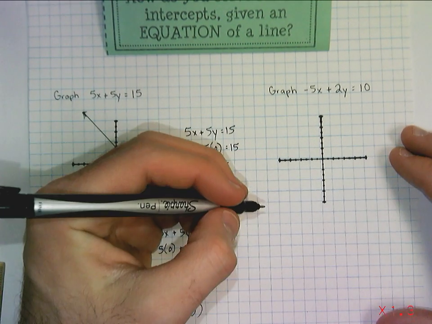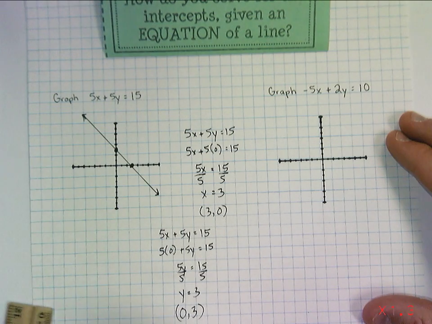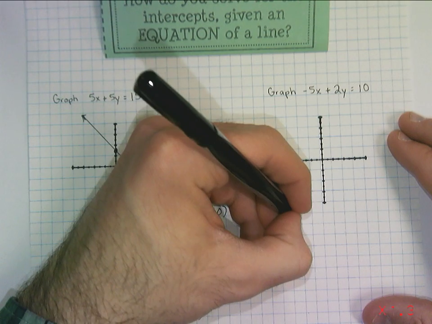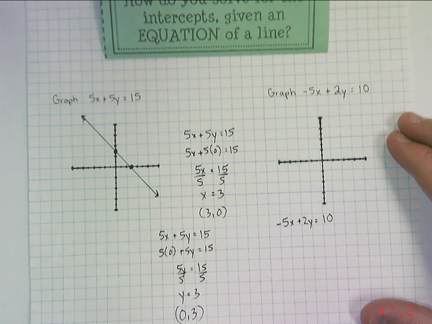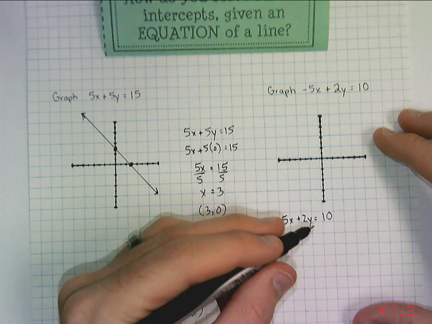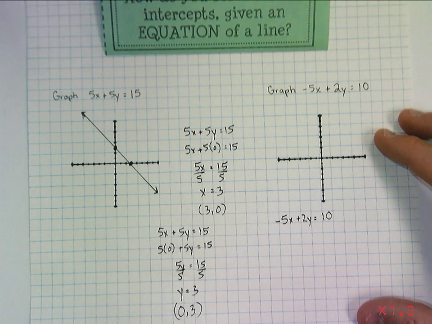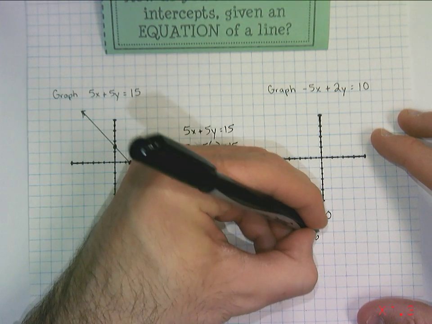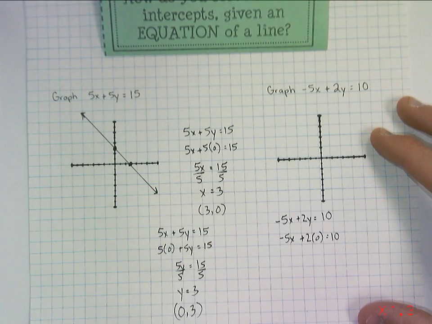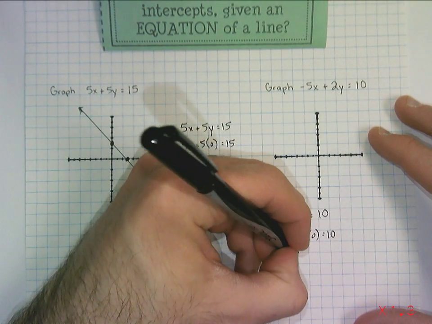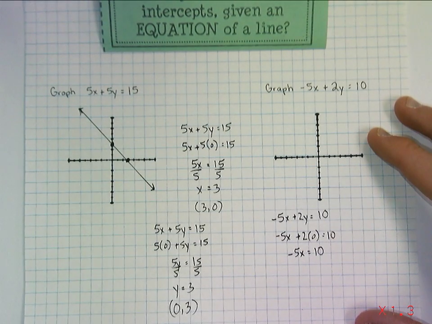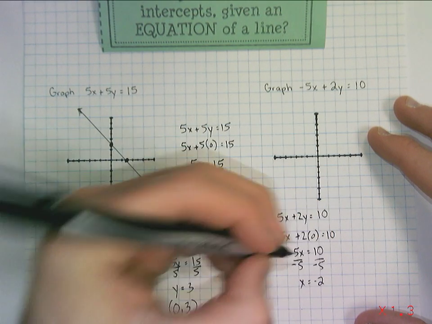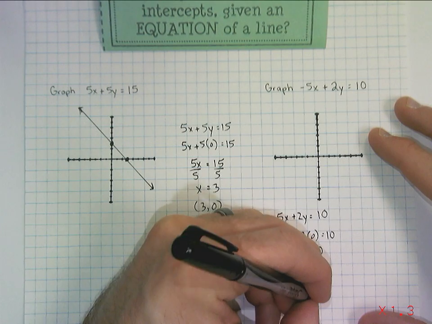This one over here, you'll do the same thing. So let's find the x-intercept first. Negative 5x plus 2y equals 10. So I said let's find the x. That means we're going to put 0 in for y because we know that at the x-intercept the y value is always 0. So negative 5x plus 2 times 0 equals 10. 2 times 0 is 0. So I'm going to have negative 5x equals 10. Divide by negative 5, divide by negative 5, x equals negative 2. That means the coordinate is negative 2, 0.